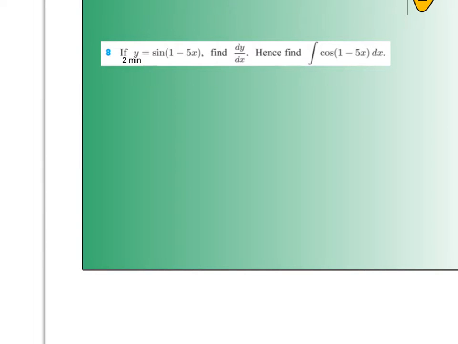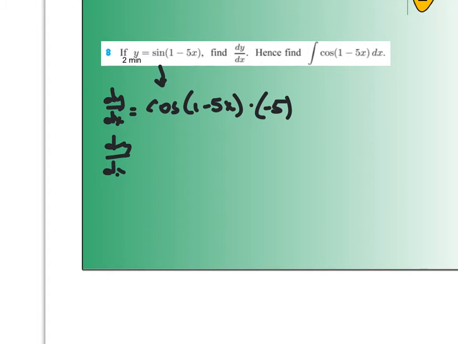Alright, let's do this one. What would dy dx be here? Well, dy dx would equal the derivative of the outside, which would be cosine of 1 minus 5x, times the derivative of the inside, which would be negative 5. So dy dx in simplest form would be negative 5 cosine of 1 minus 5x.